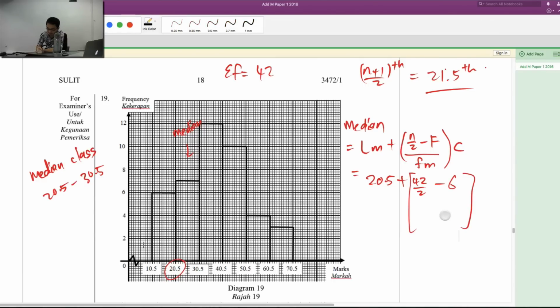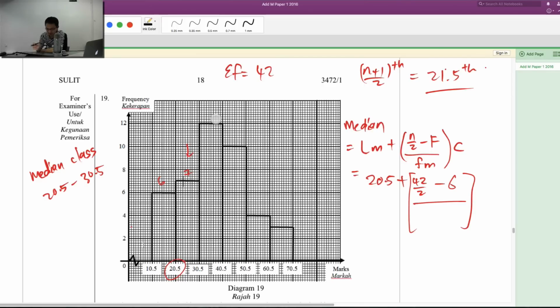If here I have another 2, then you have to do 2 plus 6, then you have to minus 8, because it's cumulative frequency. But in this case, you only have 6. Minus the frequency of the median class itself. This median class, the frequency is basically, oh my god, this one is not 8. I added something wrong. This one should be 7.